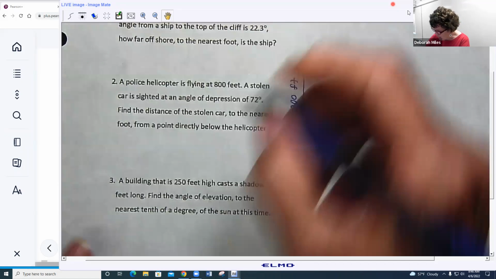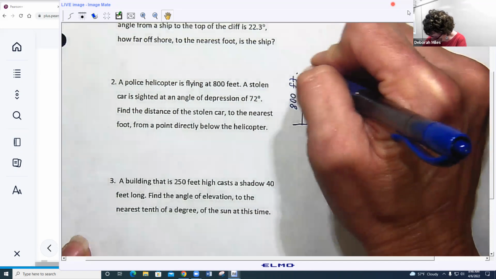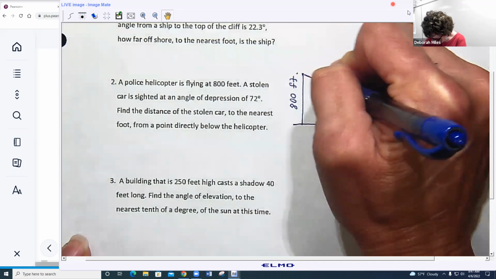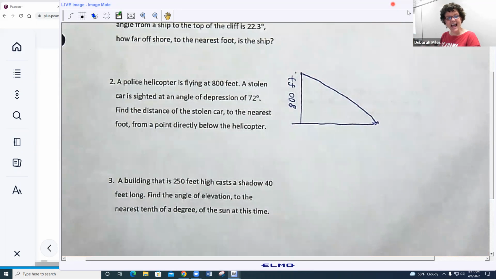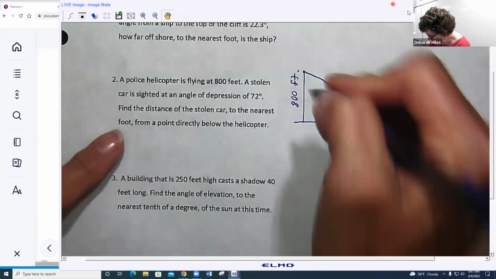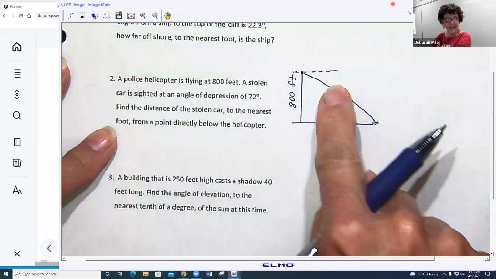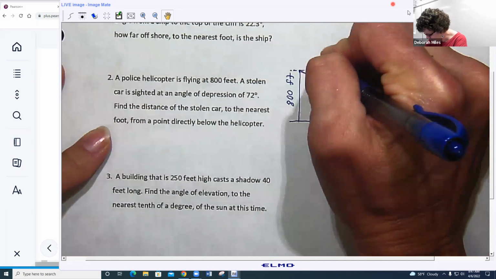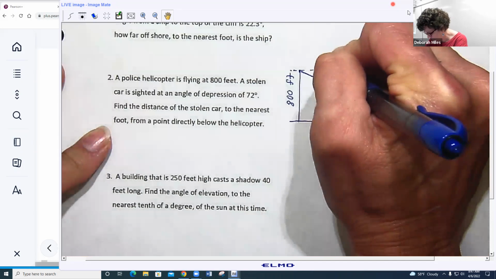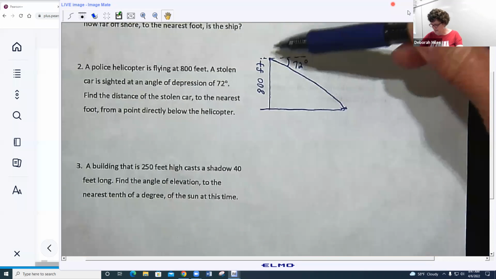So if this helicopter pilot is looking down at the stolen car, then the angle of depression is actually with respect to that horizontal. This is what the 72 degrees is. The angle between where he is looking and the horizontal.